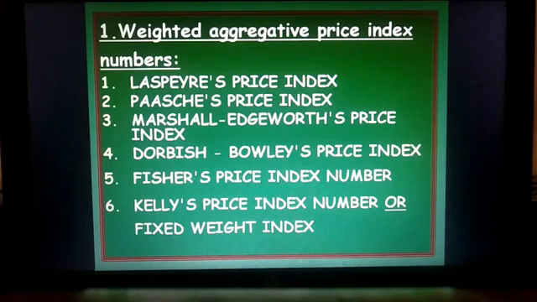Fine. Try to remember these in order, students. First let it be Laspere's index number, and then Paasche's, and then Marshall-Edgeworth, and then Dorbish-Bowley's, after that Fisher's, and then Kelly's. Serially you must be in a position to tell all these weighted aggregative price index numbers. Why I am asking you to remember serially these index numbers is, it will become very easy further in order to remember formulae based on all these weighted aggregative price index numbers. Hope you are getting my point.